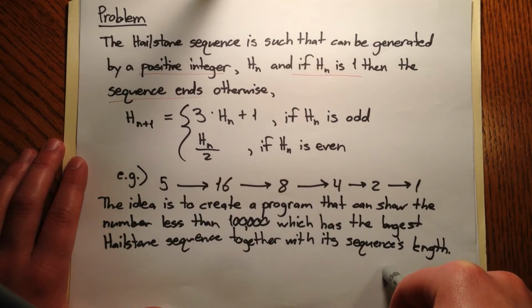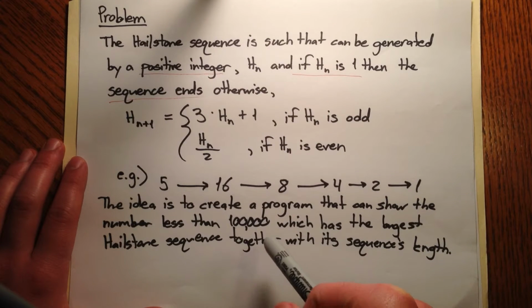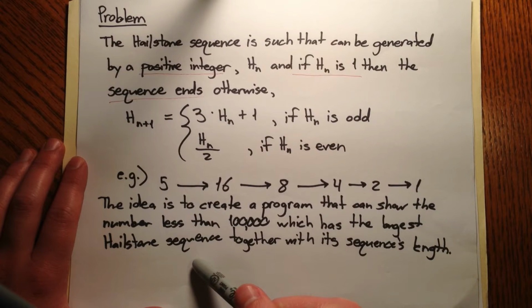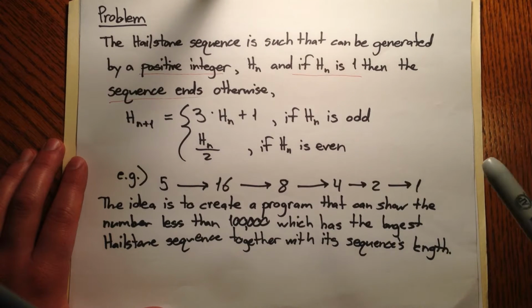So here it asks us to find a number less than 100,000, which has the largest Hailstone sequence, and to find the length of its sequence.